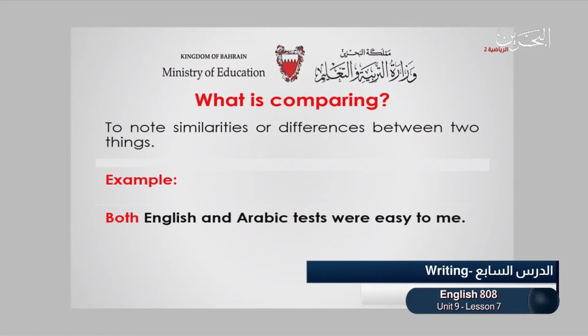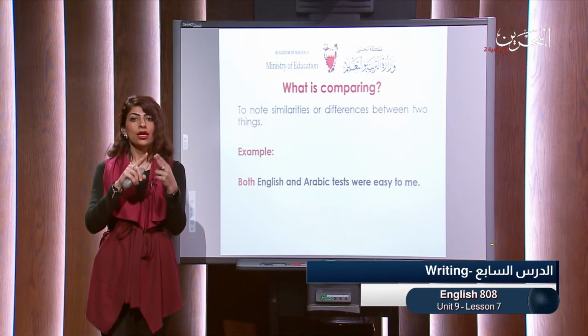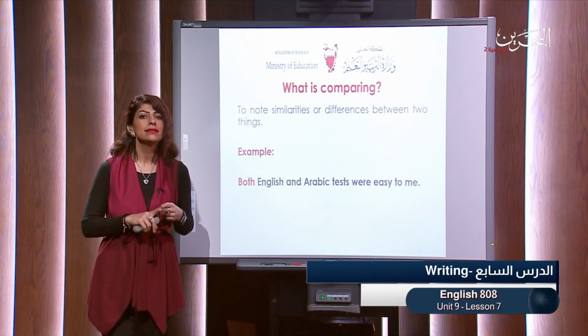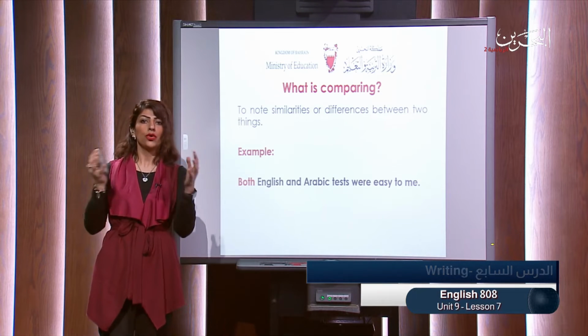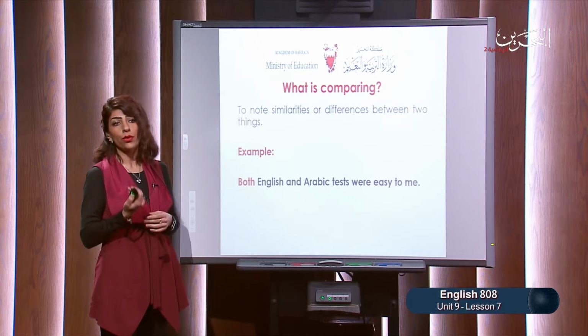Pay attention. Both English and Arabic tests were easy to me. So, here I am indicating that I had 2 tests, Arabic and English, and both were easy. So, I am pointing similarities by using the word both. I am joining the 2 subjects together and I am stating that they were both easy.